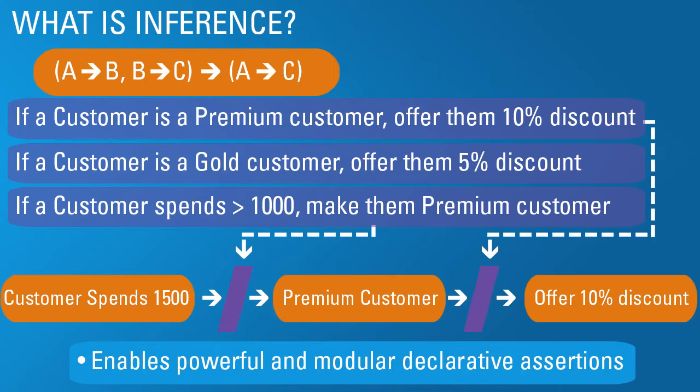So they're modular, they're independent. It doesn't matter what order you run them in. The rule engine, the inference engine, is going to make the determination about that third inference rule.